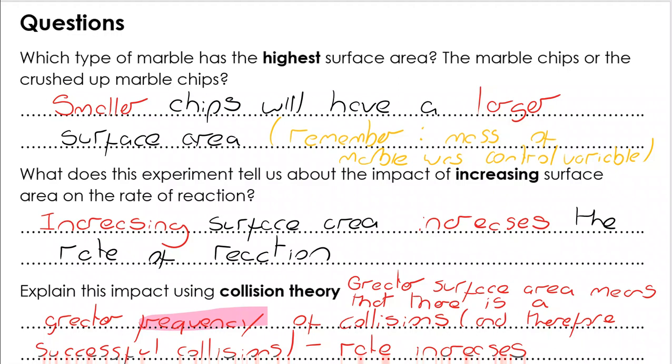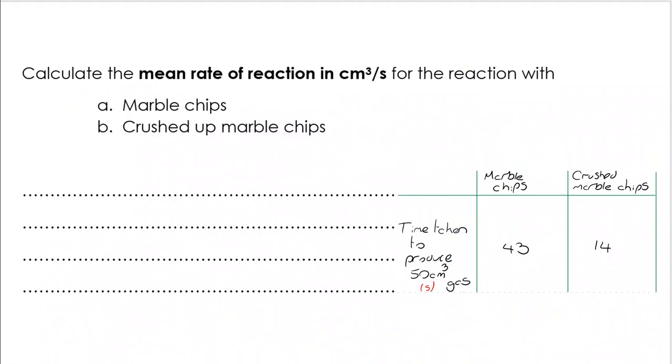Finally, we're going to look at a couple of calculations, and I've brought that data forward again. Calculate the mean rate of reaction. Remember, there are 2 ways of working out rate of reaction. It can be the mean, or it can be at a specific point drawing a tangent. Here, we want the mean rate of reaction. Try the calculations out. So for the marble chips, it is 50 centimetre cubed took 43 seconds.